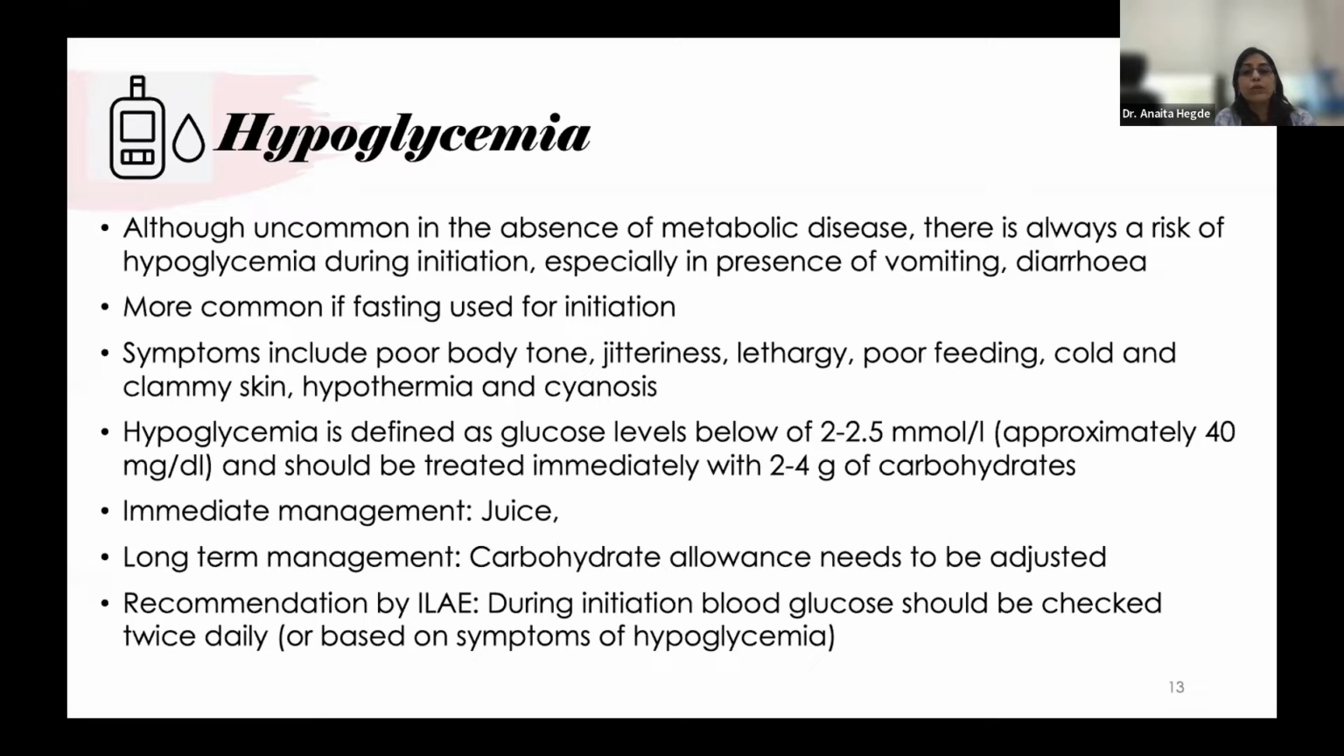Symptoms include poor body tone, jitteriness, lethargy, poor feeding, cold and clammy skin, hypothermia, and cyanosis. Hypoglycemia is defined as glucose levels below 2 to 2.5 millimole per liter, approximately 40 milligram per deciliter, and should be treated immediately with 2 to 4 grams of carbohydrate. Usually, 30 to 50 ml of sugar-free juice is administered.